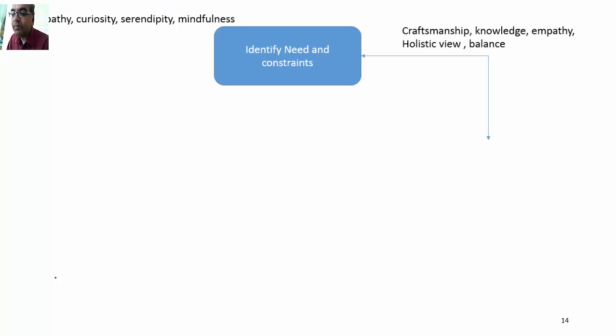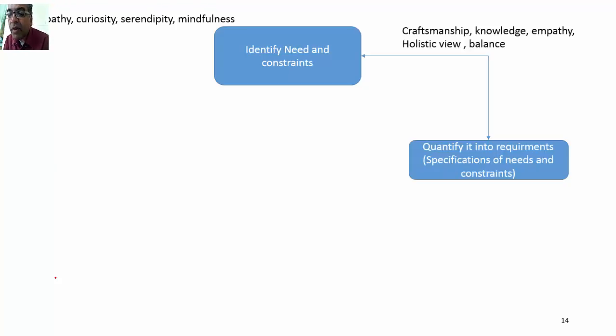So that leads to quantifying these needs into specifications. This requires craftsmanship, it requires knowledge, it requires empathy, it requires a holistic view, and it requires balance. Because with all of these kinds of needs and constraints, there is always a trade-off, and so you have to be aware of the trade-off. So that requires balance. Okay, so once you have quantified it into specifications, and by the way, notice that the arrows don't go only one way, they go back and forth, because there are loops within loops. So you do some specification, then go back and see if that's really what the need is. If that's not, come back and do more specification, that kind of thing.